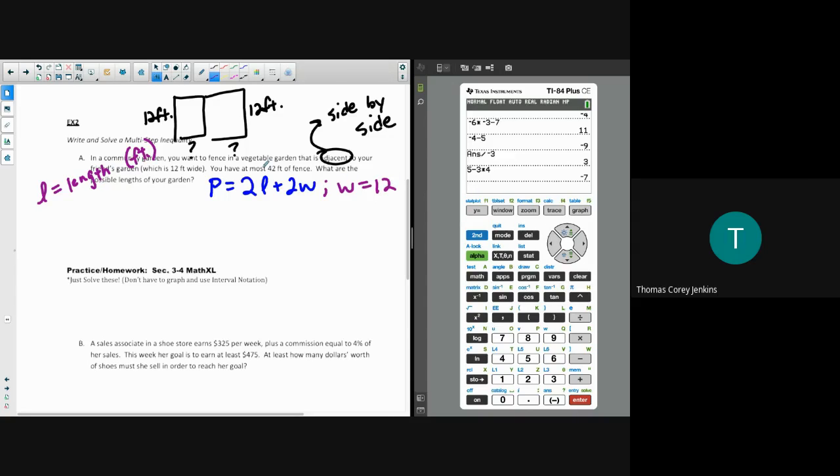All right, we also know that we have at most 42 feet of fencing. At most. That's a key word when you're dealing with an inequality. So that means that we could use no more than that. So less than or equal to 42.